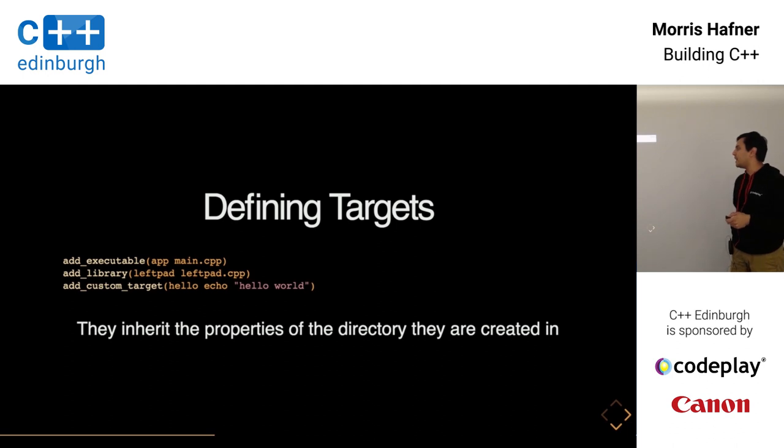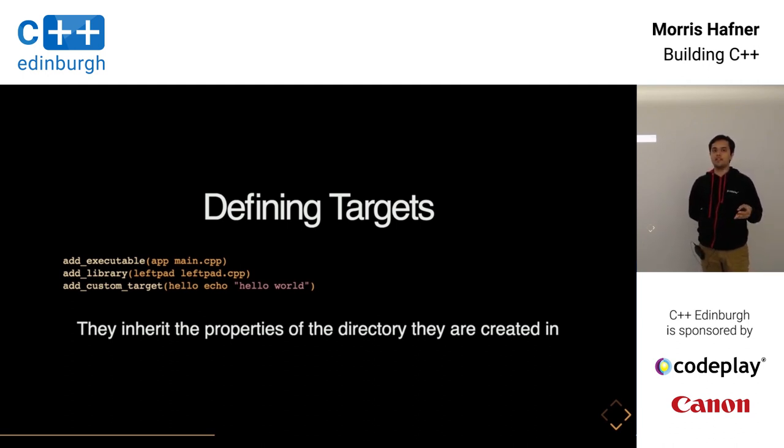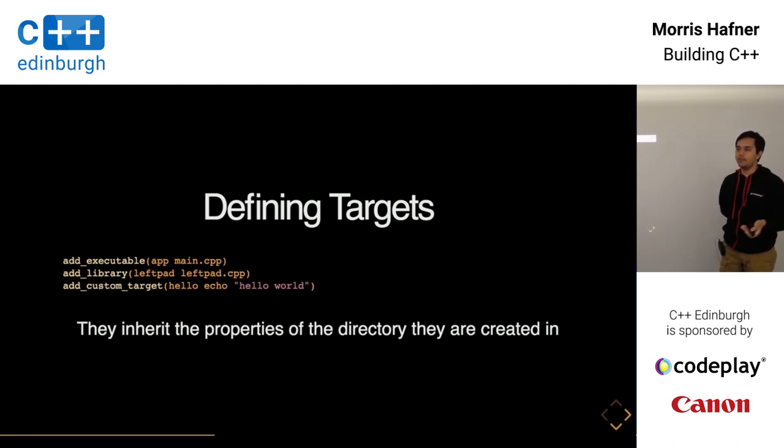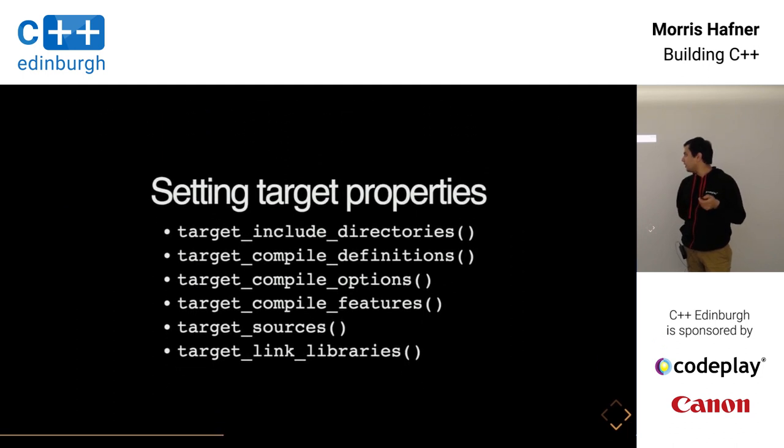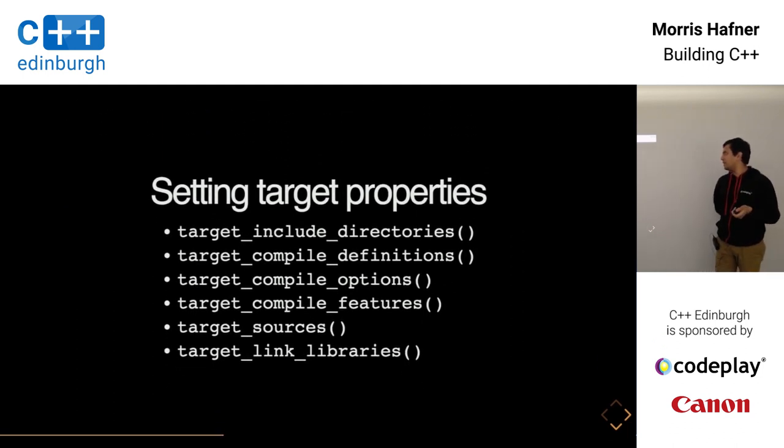When you create a target, it is initialized in a very special way. A target inherits all the properties from the directory it is created in. It also inherits all the default property settings that you set somewhere. So for example, CMAKE_CXX_STANDARD just sets a default value. If we want to change the default, you use one of those functions here. So I hope everyone is familiar with target_link_libraries. target_sources is slightly more exotic, but it exists.